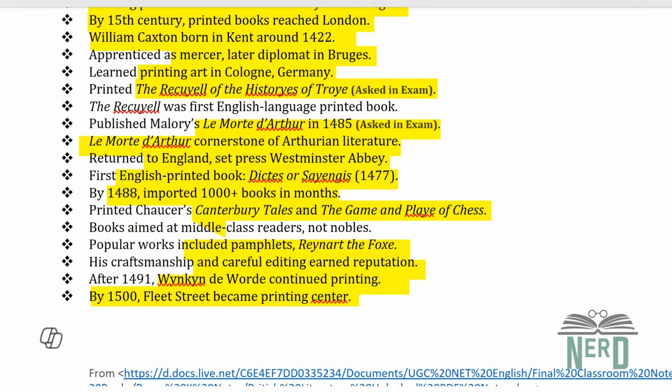The Recueil of the Histories of Troy. Again, it was asked in exam as the first English printed book. Then Malory's Le Morte d'Arthur in 1485. It was also asked in exam. And his role in establishing printing in London as both a craft and a business. With Caxton, English literature moved from the manuscript age into the world of mass readership.